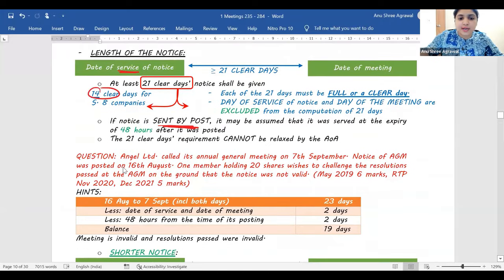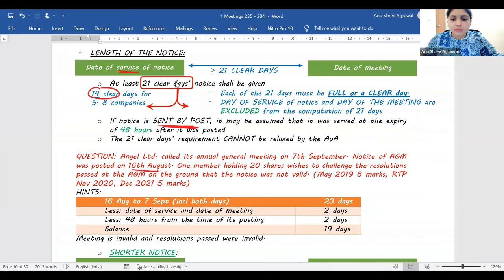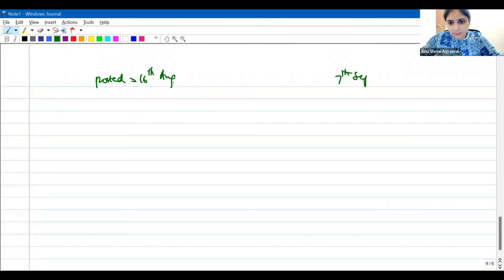We have sent the notice. Let us say we have posted the notice on 16th August. Okay, and the meeting is going to be held when? Meeting is going to be held on 7th September. Is the notice valid or not? How will you check? What you do is, you first find the gap between these 2 days. What is the gap between 16th August and 7th September?